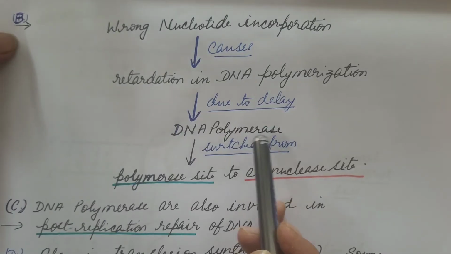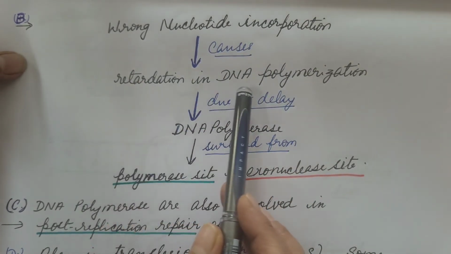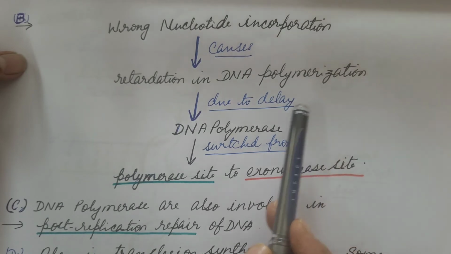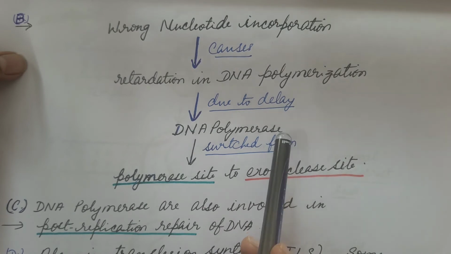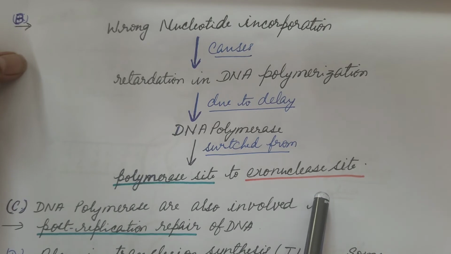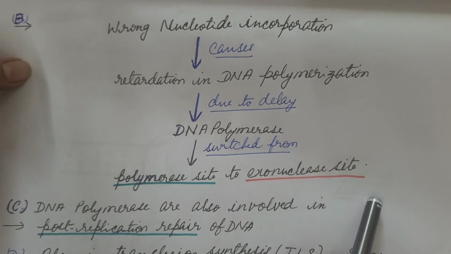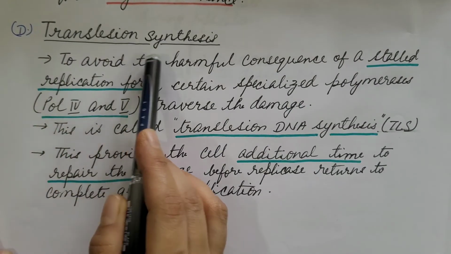So what we can say about proofreading is that when a wrong nucleotide is incorporated, it causes retardation in the DNA polymerization. And due to this delay, DNA polymerase is switched from the polymerase site to the exonuclease site, then the error is corrected and then DNA replication again continues. DNA polymerases are also involved in post-replication repair of DNA, which we will discuss in detail in a separate video on the repair mechanism of DNA. Now fourth is translesion synthesis.